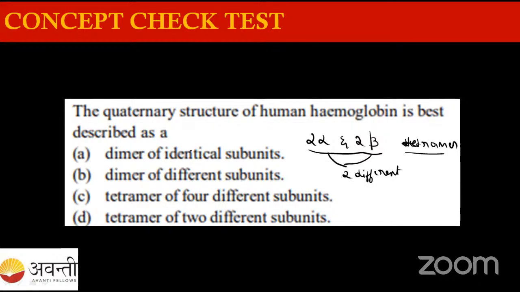So it is not a dimer of identical subunits, and not a dimer of different subunits. It is a tetramer, so it is not a dimer. A tetramer of four different subunits is also not correct. It is a tetramer, but not of four different subunits. It is a tetramer of two different subunits. Very good, student.